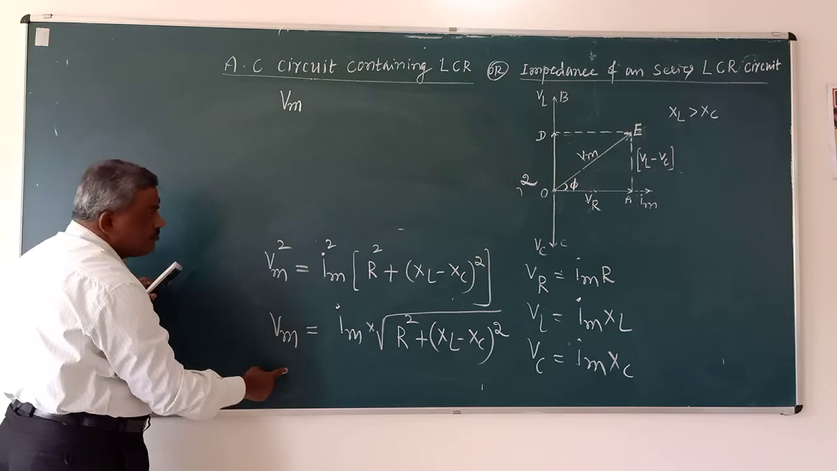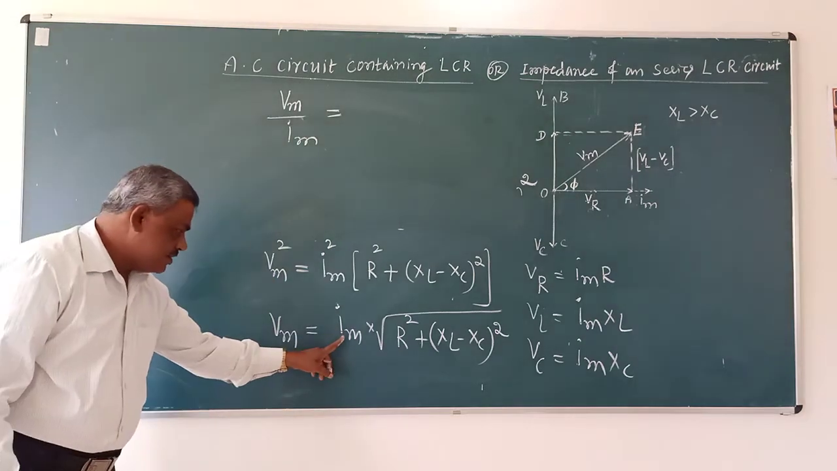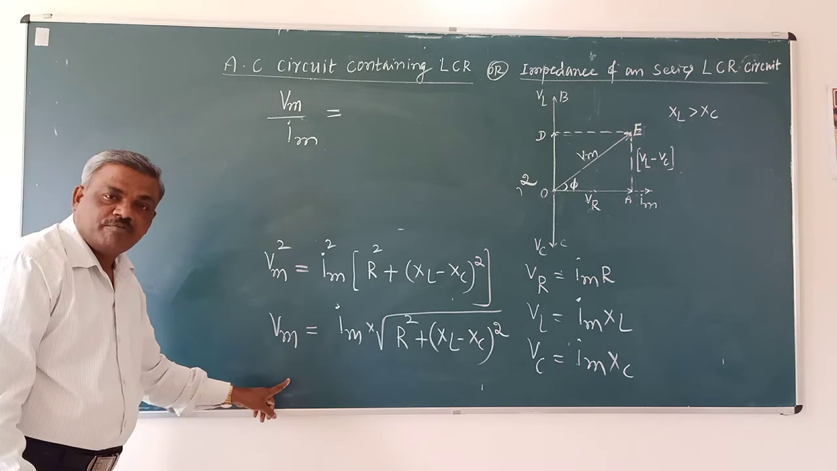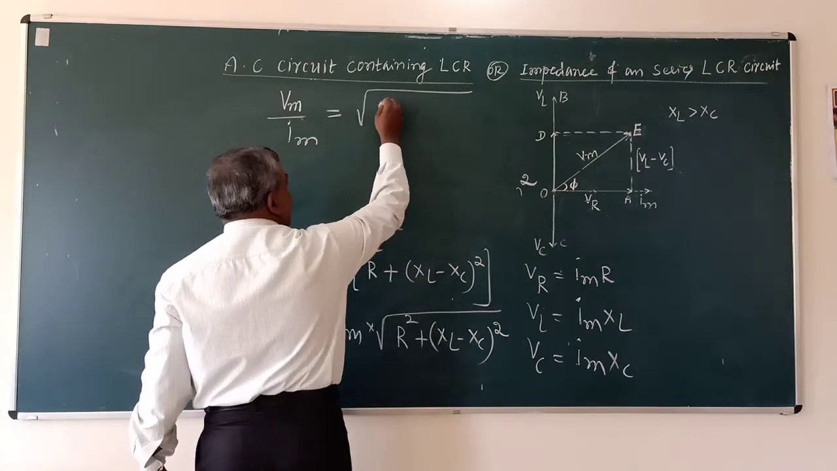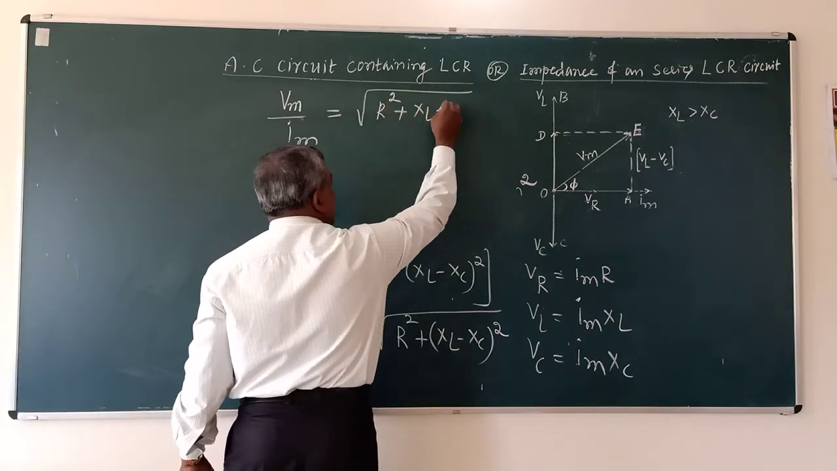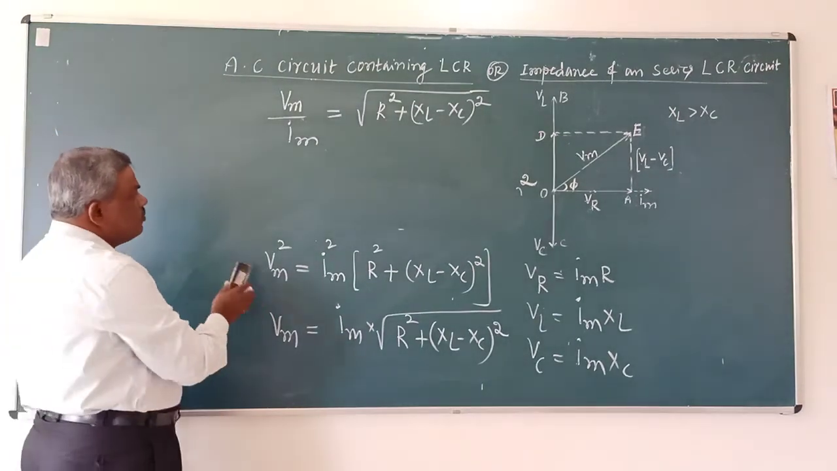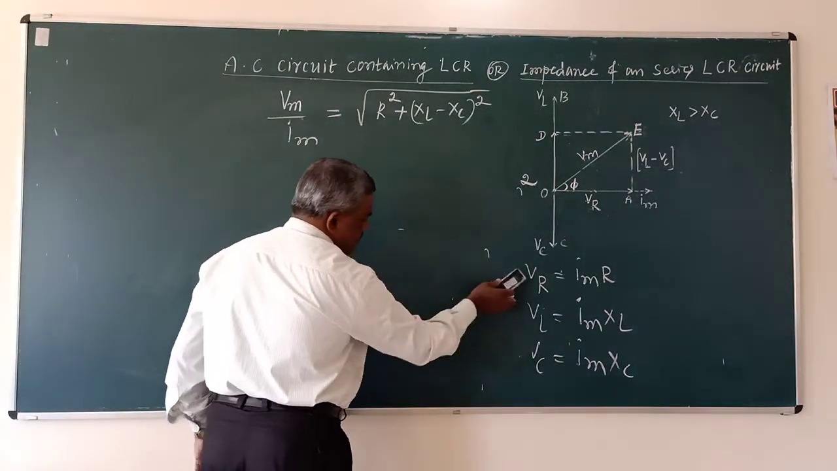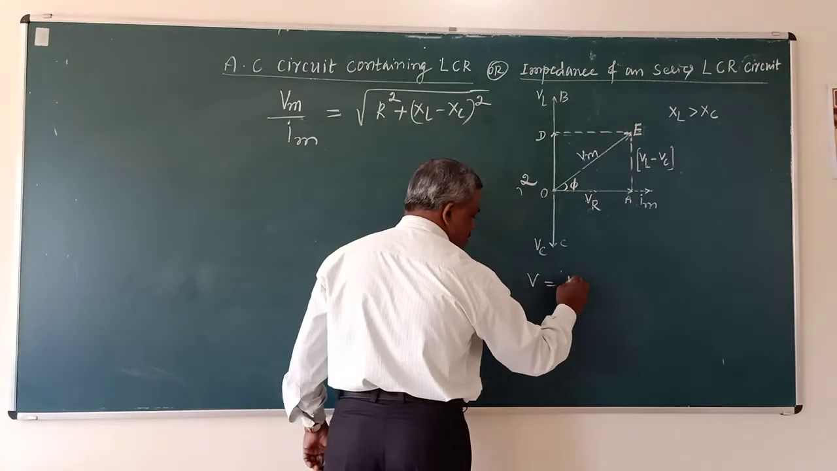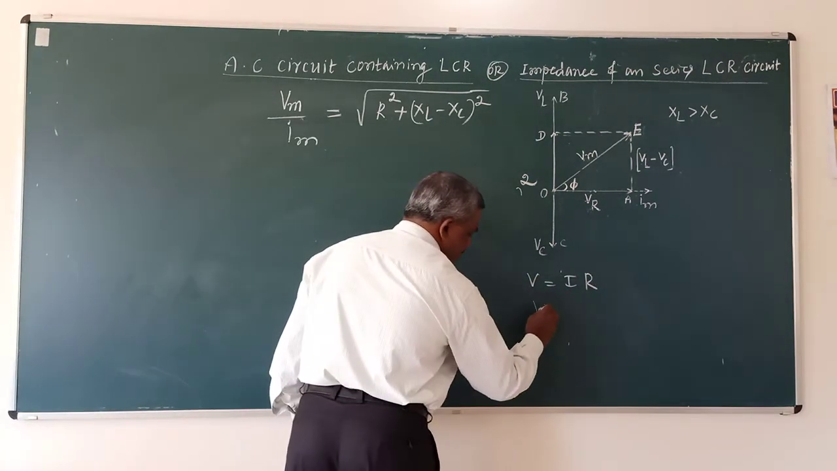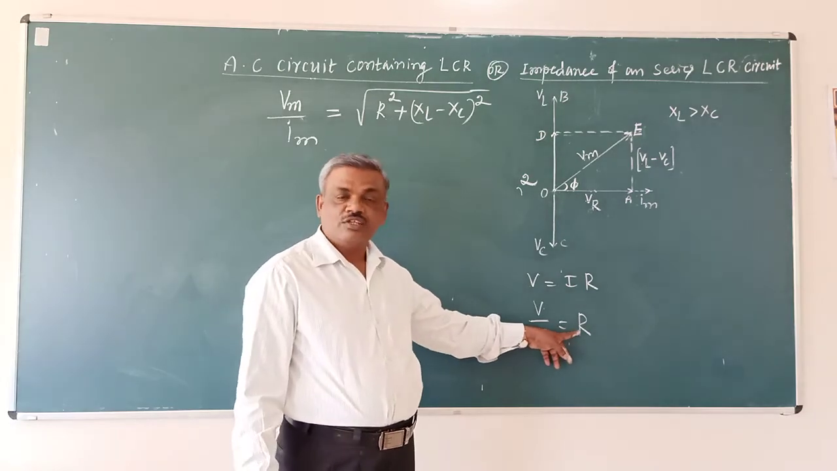Now take IM from the right side into the denominator on the left side. So VM by IM equals the square root of R square plus XL minus XC whole square. So the ratio VM by IM is the impedance. Already you know Ohm's law, VR equals IR, so V by I equals R. The ratio V by I gives the electrical resistance R.